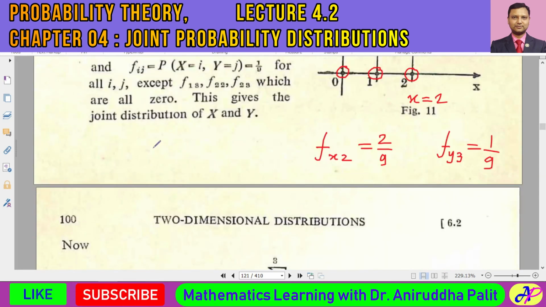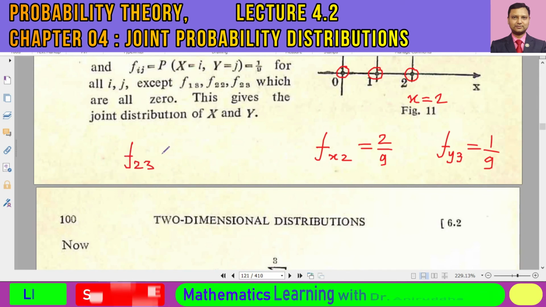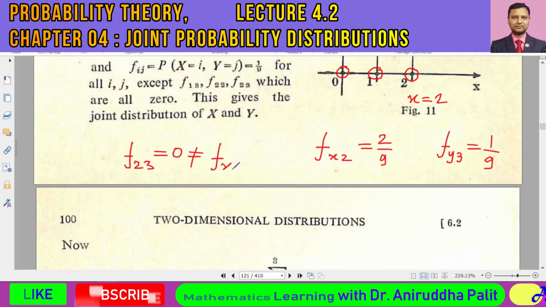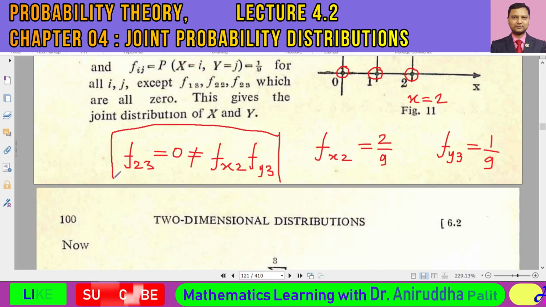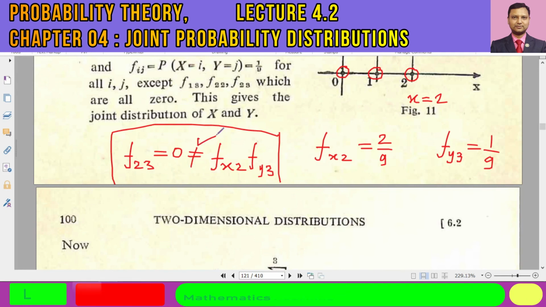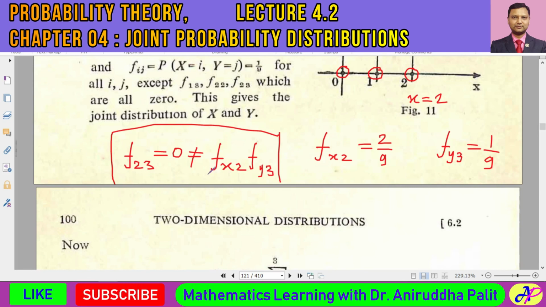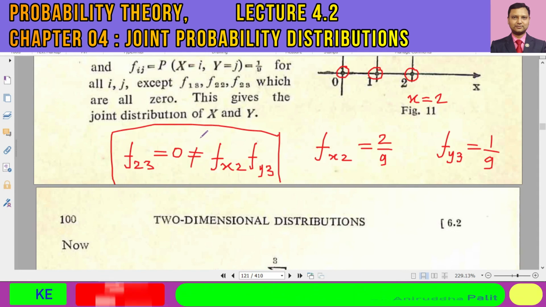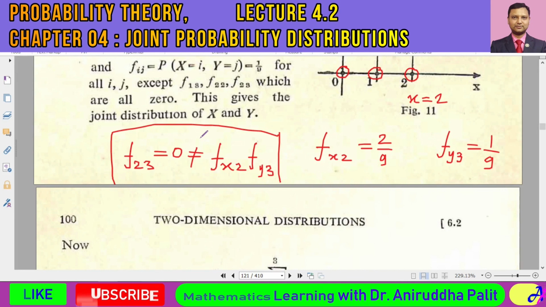So you see, f of 2, 3 is equal to 0, and this is of course not equal to f of x2 multiplied by f of y3. So we get a violation. If we had equality for all possible values of x and y over here, then we could say that x and y are independent random variables. But in this case, at least one set of values is there, over here x is equal to 2 and y is equal to 3, for which we do not have equality. And that's why we can say that capital X and Y are not independent random variables.